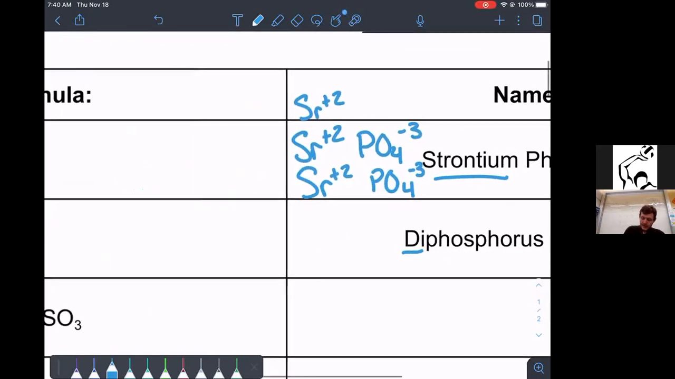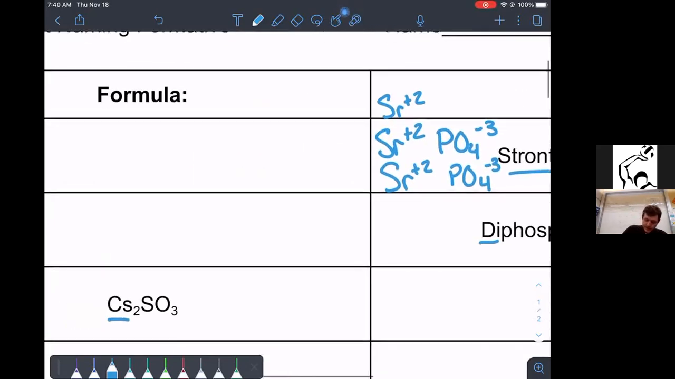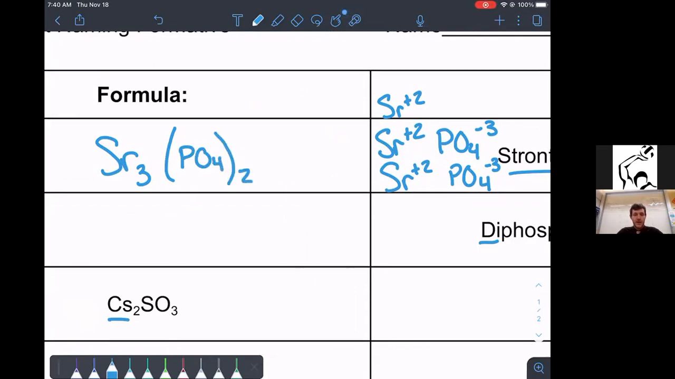So now we can tell that there are 3 strontium, so Sr3, and we need 2 phosphates. So we have to put parentheses to show that we need 2 full sets of phosphate, PO4, 2. And that is our compound, or our formula.